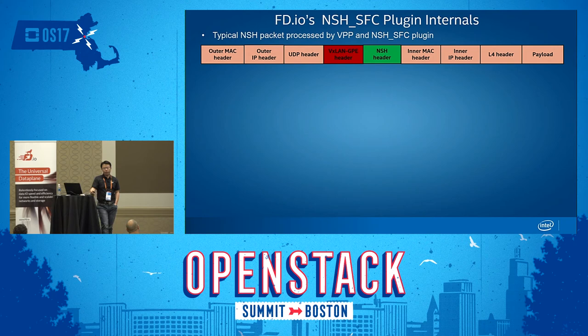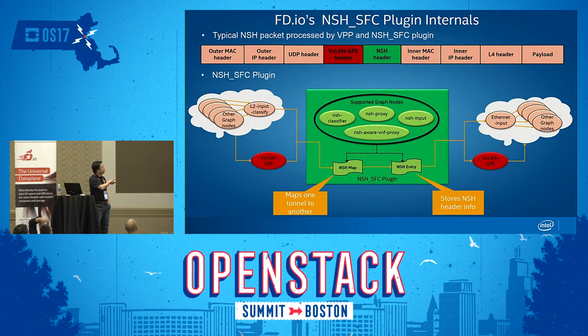So what is the functionality of the NSH SFC plugin internals? Basically, this is the typical packet format that NSH SFC manipulates. The pink portion is the typical layer two, layer three, layer four packet, no matter whether it's the inner header or outer header. And the green portion is the NSH header, which is added before your original frame, but it's not a legal layer two frame. So in order to ensure the typical network is able to handle this packet, you need to add a transport.